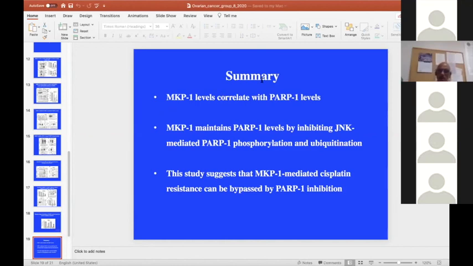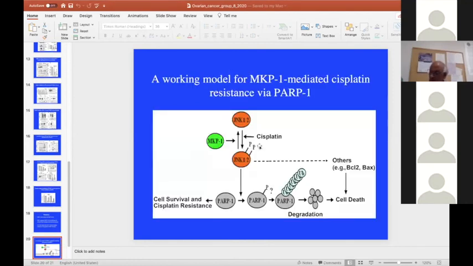So this part I'm going to summarize. The MKP1 levels are correlated with PARP1 level, and MKP1 maintains the PARP1 level by inhibiting JNK-mediated PARP1 phosphorylation. We believe subsequently this leads to ubiquitination and degradation. So this study suggests that MKP1-mediated cisplatin resistance can be bypassed by PARP1 inhibition. So this is the model we proposed.